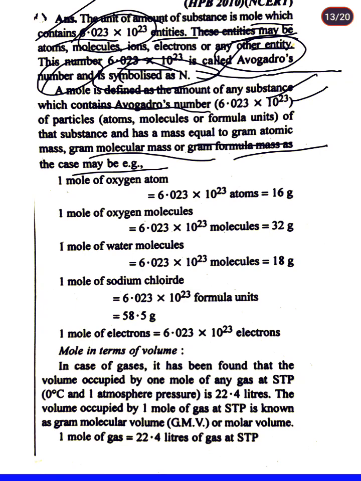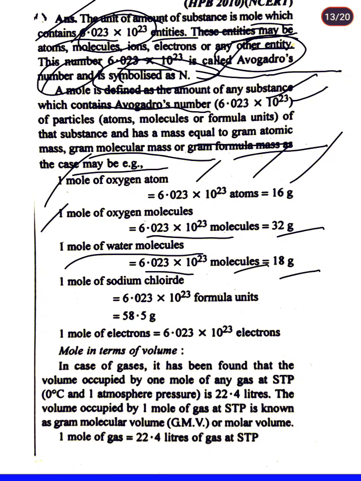It can be written as 1 mole of oxygen atoms is equal to 6.023 multiplied by 10 raised to 23 atoms, which is also equal to 16 gram. Similarly, 1 mole of oxygen molecules is equal to Avogadro number of molecules, equal to 32 gram. Similarly, 1 mole of water molecules is equal to Avogadro number of molecules, or 18 gram. 1 mole of sodium chloride is equal to the Avogadro number of units, further equal to 58.5 gram of sodium chloride.